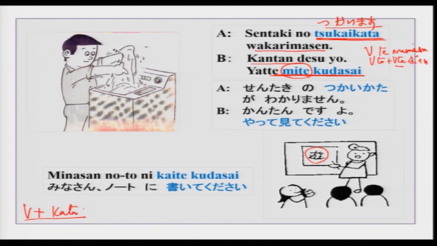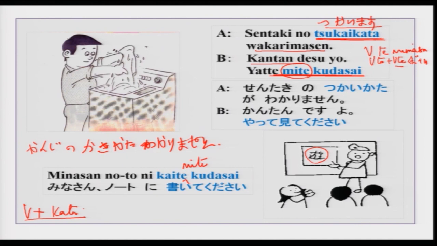Kanji no tsukai kata. For example, kanji no kakikata. Sensei sumimasen. Kanji no kakikata wakarimasen. Muzukashii desu. Daijoubu desu yo. Kaite mite kudasai. Or, kantan desu yo. Daijoubu desu yo. Ikkai kaite kudasai. Ikkai kaite mite kudasai. So, any of these could be used.